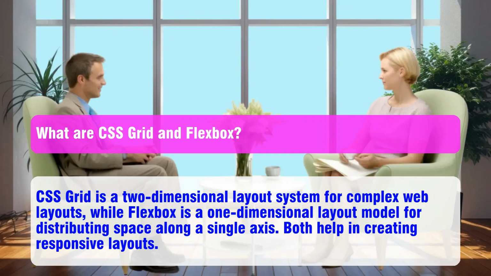What are CSS Grid and Flexbox? CSS Grid is a two-dimensional layout system for complex web layouts, while Flexbox is a one-dimensional layout model for distributing space along a single axis. Both help in creating responsive layouts.